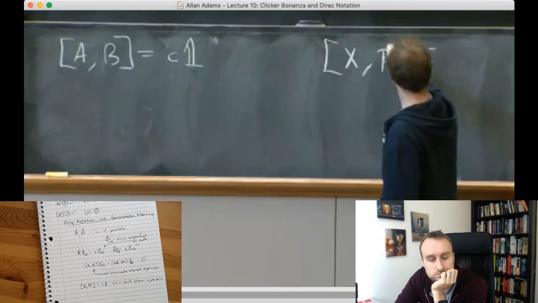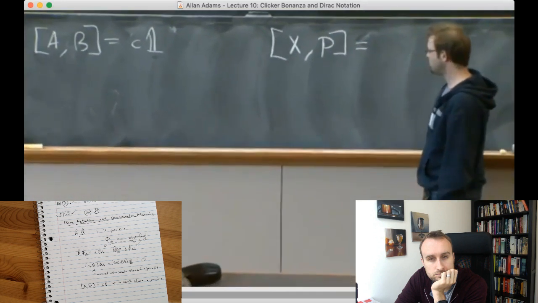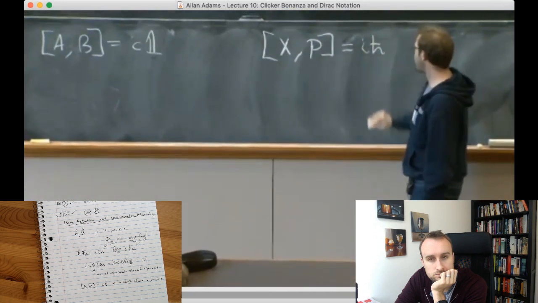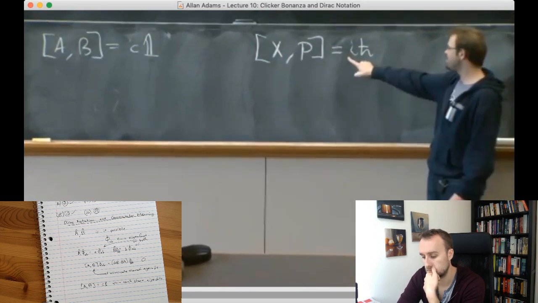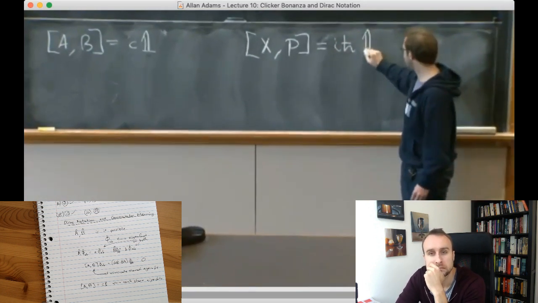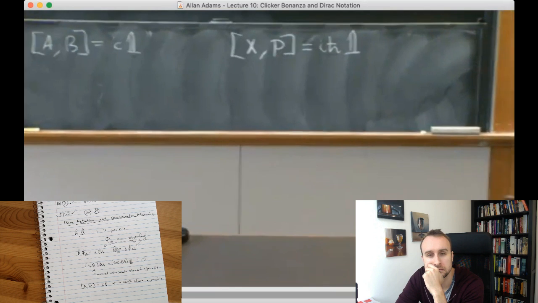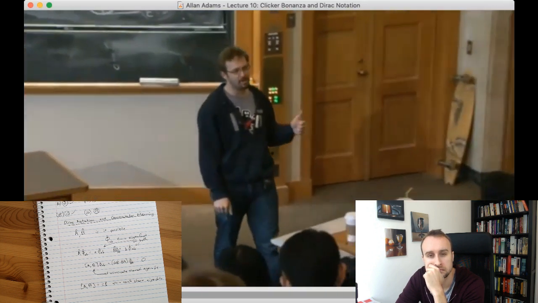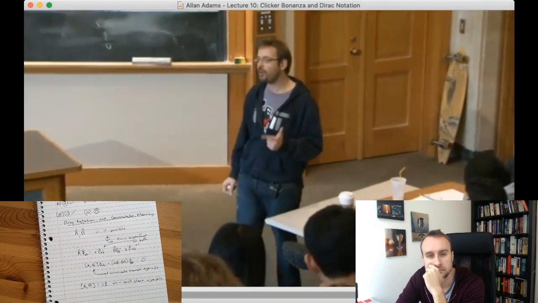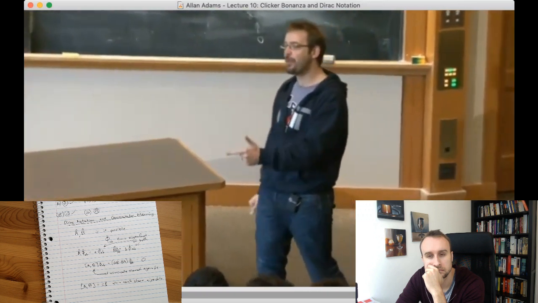What is the commutator of X and P? It's i h bar. Now, when we write h bar, this is not really just a number. What's the operator? The identity. Are there any states which are simultaneously eigenfunctions of the operator X and eigenfunctions of P? Are there any states that have a definite position and a definite momentum simultaneously?